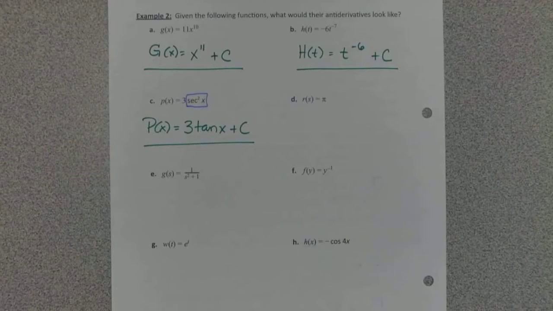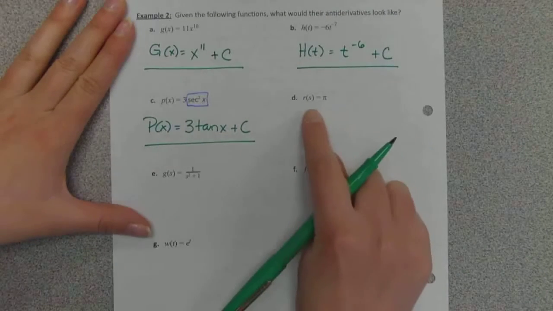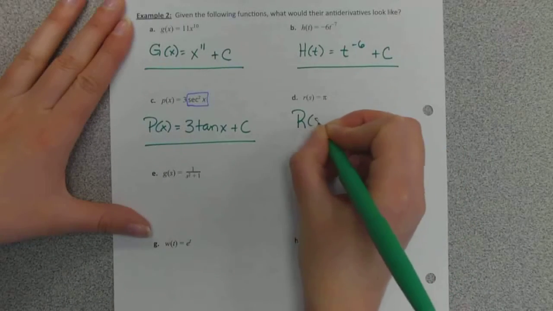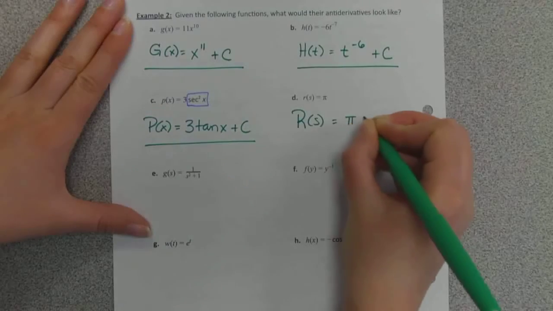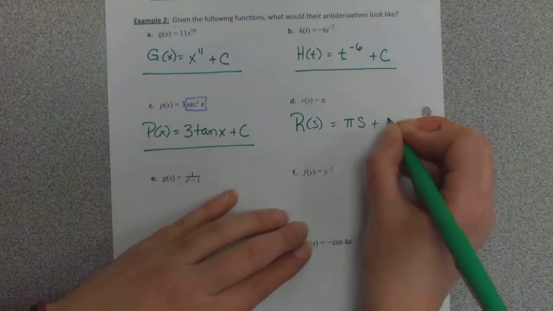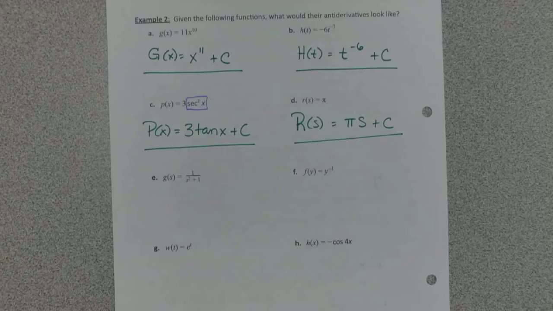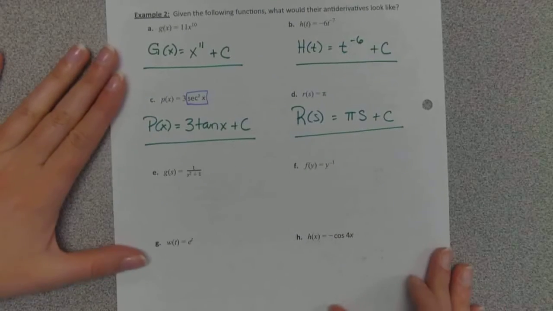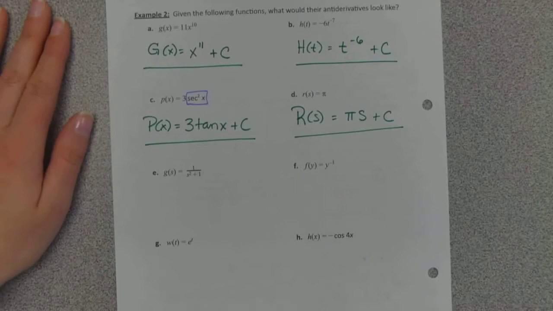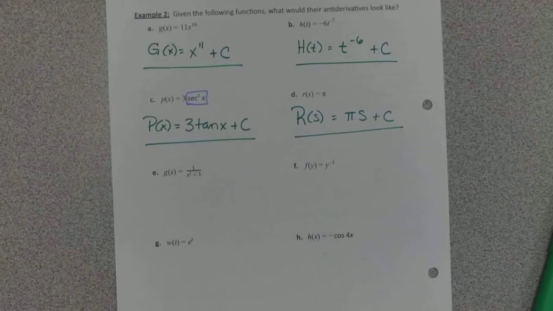Okay. All right, in the next one, part D, r of s equals pi. What function's derivative would be pi? Pi s, because s is the variable here. Yep. So capital R of s would be pi s, right? Because any number times s, its derivative is going to be that number, plus c. Okay. Cool. And then the next couple, 1 over s squared plus 1. What function is going to have a derivative of 1 over s squared plus 1?